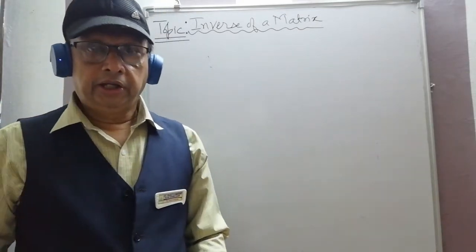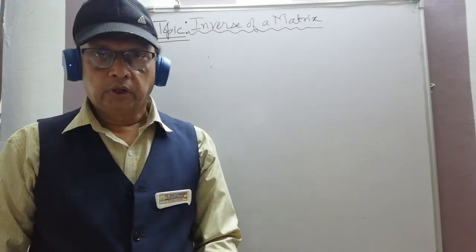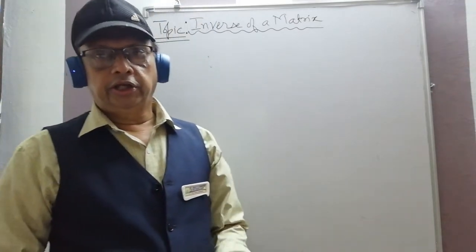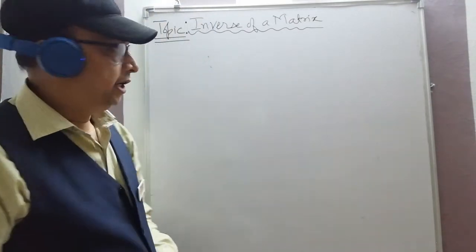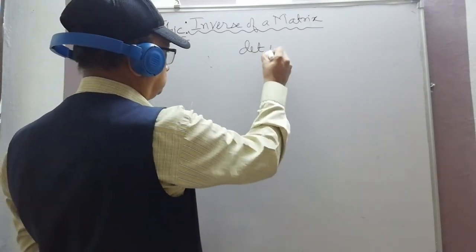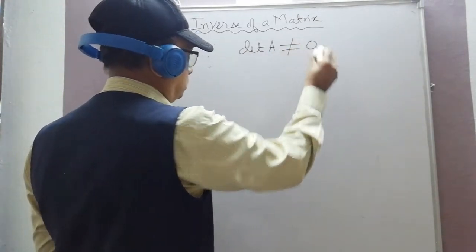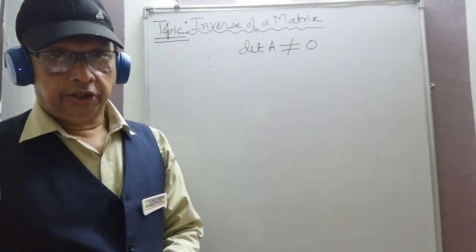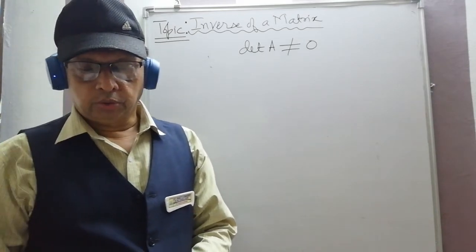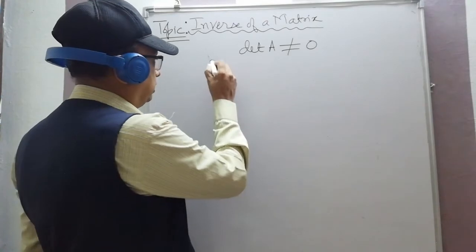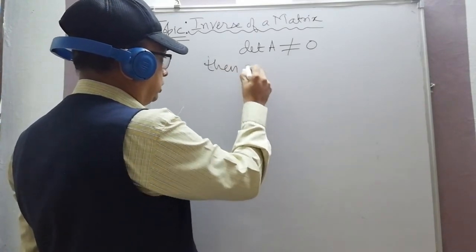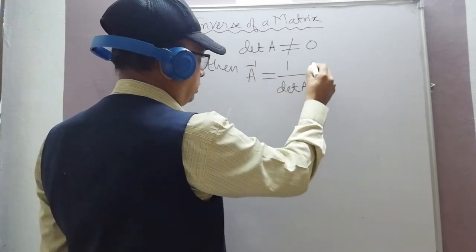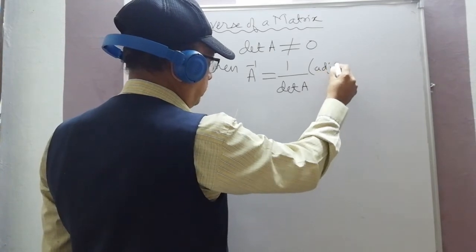Let A be a square matrix. Note down this one. Let A be a square matrix such that determinant A is not equals to 0. Then A inverse is equals to 1 upon determinant A into adjoint of A.